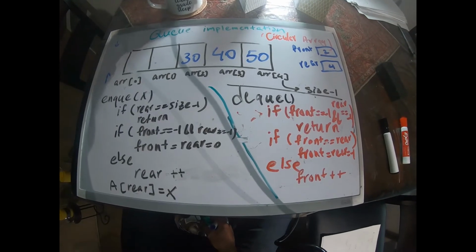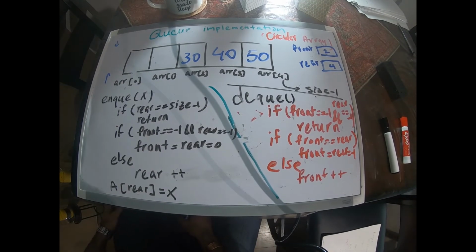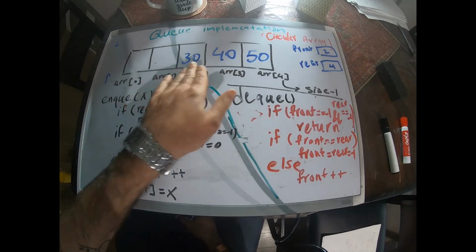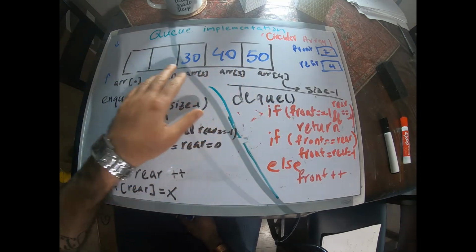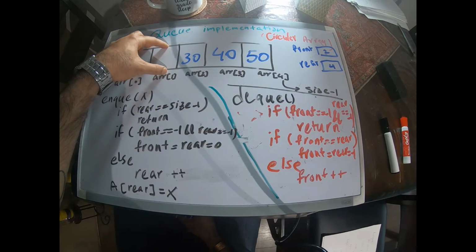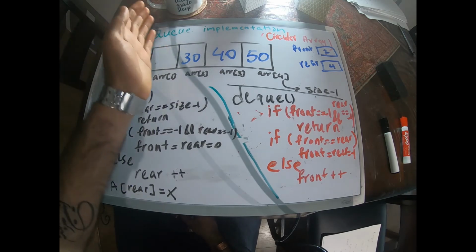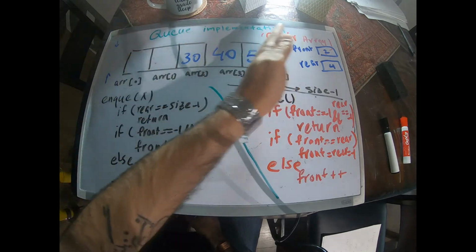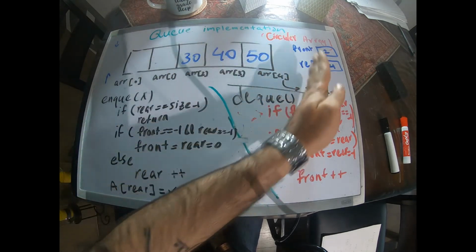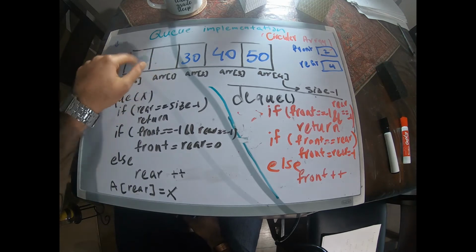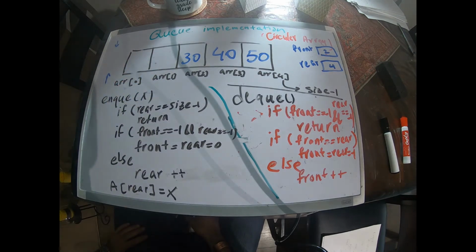Okay, so now we saw what the problem was with the linear array. We saw that if we have a situation like this, where we have some empty memory spaces at the beginning of the array, but the rear part of the array is full, we can't NQ any more numbers, though we have empty memory spaces. Now we want to see how we can solve this problem using the concept of circular array.